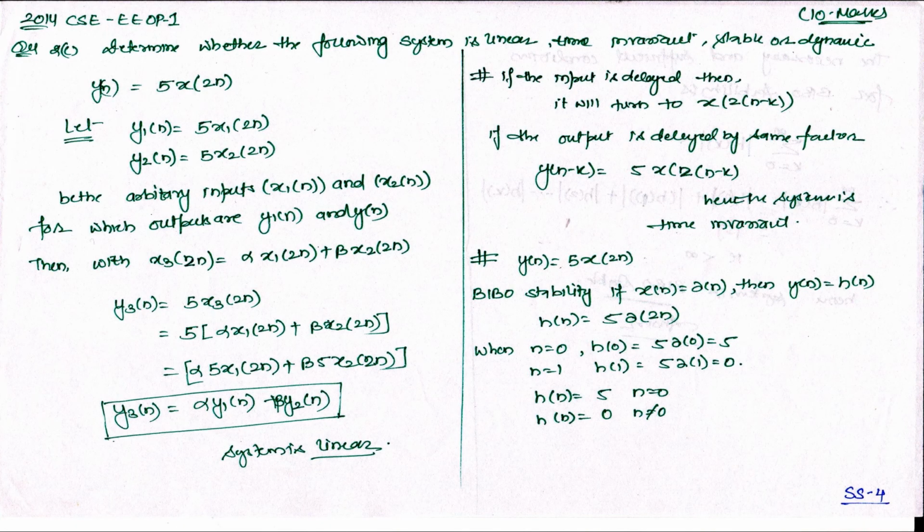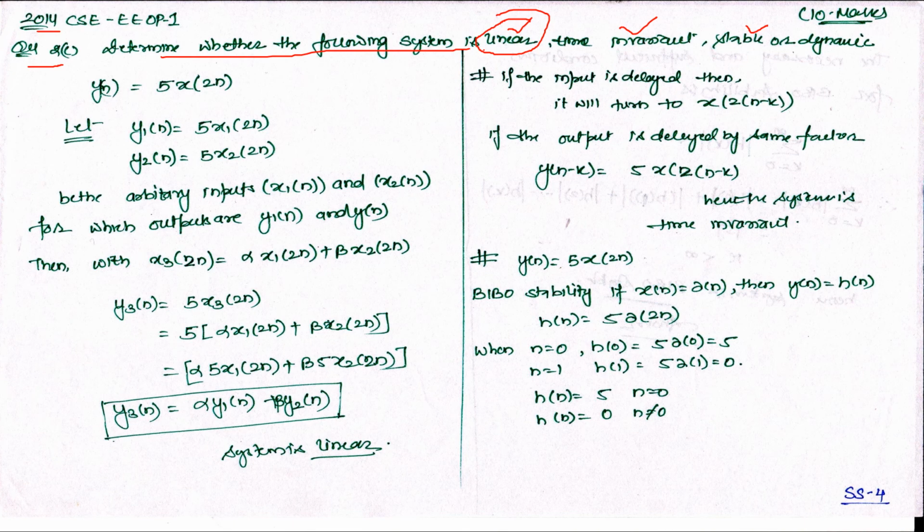Next question of 2014 is question number 2C. Determine whether the following system is linear, time invariant, stable or dynamic. So let us start with the first part, linear. Please understand, as I have told you earlier also, whenever such kinds of questions are there, please read the question twice at least, so that you will not miss any important point from the question.